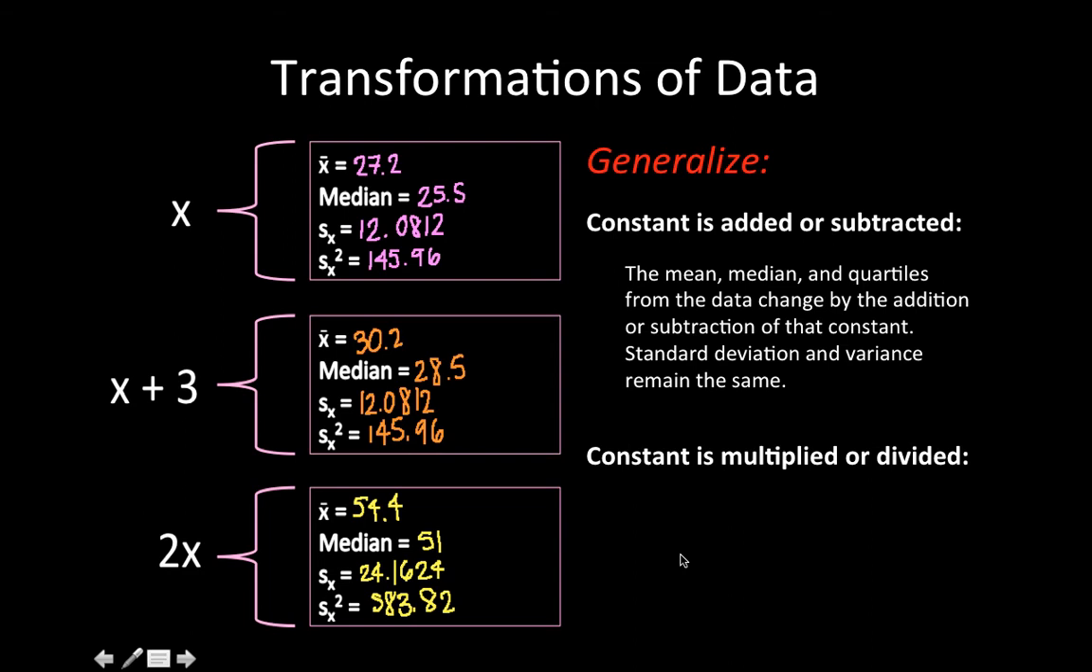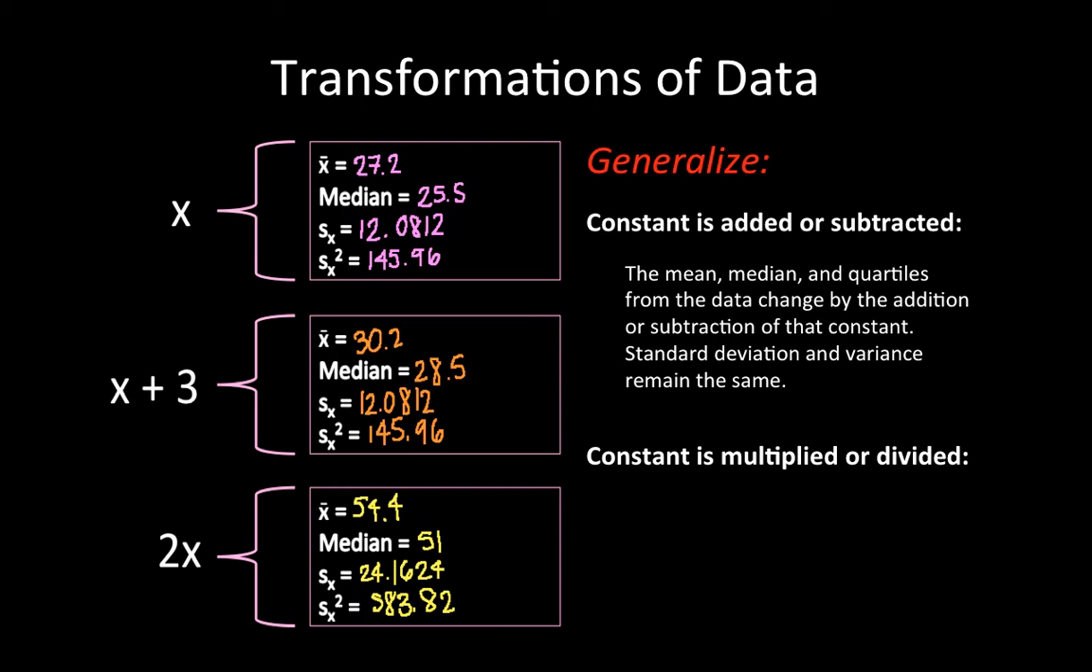So now let's compare the data set of x to 2x and see what happens when a constant is divided or multiplied to a data set. So looking at the mean again, we have 27.2, and here we have 54.4. So we can see that the mean doubled and the median doubled as well. Standard deviation actually doubled too, and then the variance quadrupled.